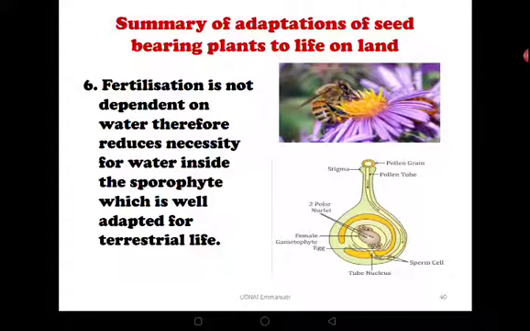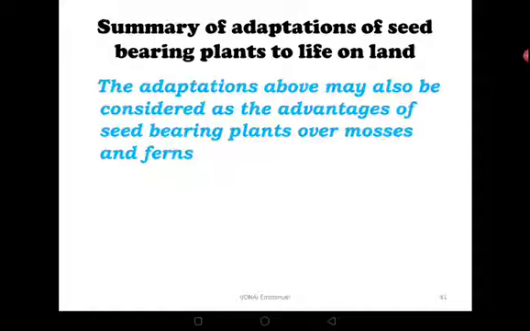Fertilization is not dependent on water, therefore reducing the necessity for water inside the sporophyte, which is well adapted for terrestrial life. So in some plants, they minimize the use of water as an agent for transferring the gametes. Some of them employ agents, like you can see there, the bees help to transfer the pollen from one plant to another. So there is no need for water in that area. Therefore, such a plant has adapted to live on land much better.